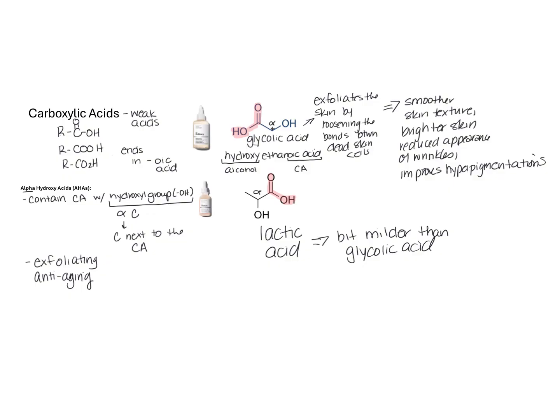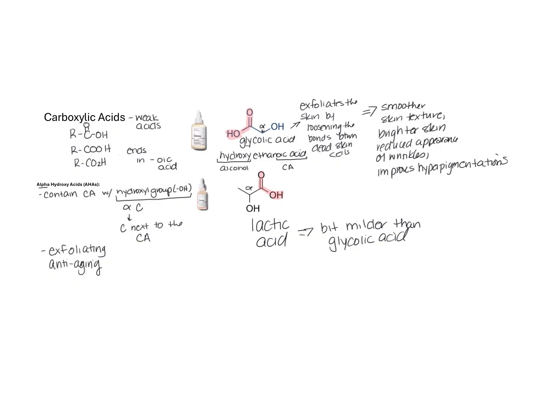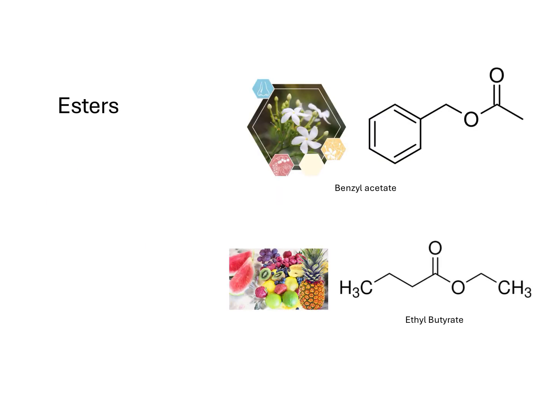So when you see AHAs, or alpha hydroxy acids, in cosmetics, they are working to break down or loosen the bonds between those dead skin cells, and it helps your skin cells turn over. And so that's why we see those. And they contain a carboxylic acid. Let's talk about esters.